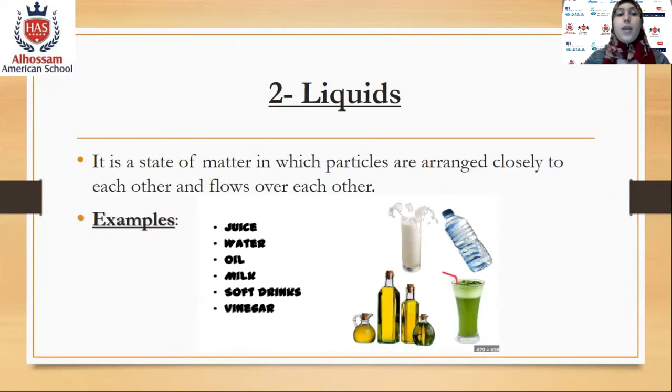Definition of liquids: a liquid is a state of matter in which particles are arranged close to each other, and they can flow over each other. Move over each other. So are the particles tightly packed? No. They're close to each other. Are they moving freely like this? No. They're close to each other. Now, who can tell me some examples of liquids?